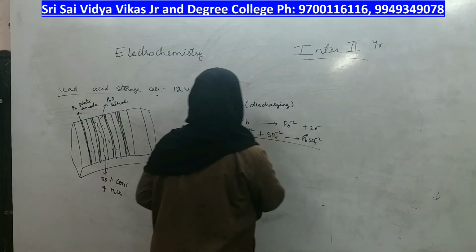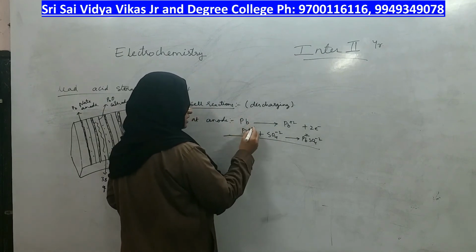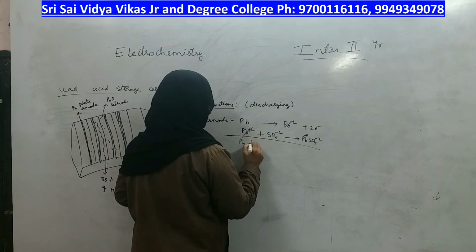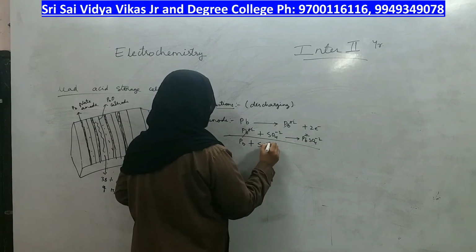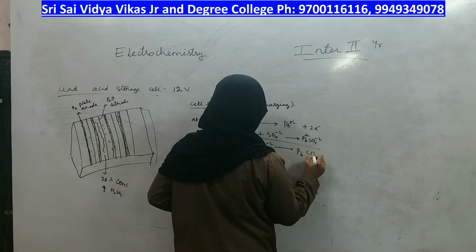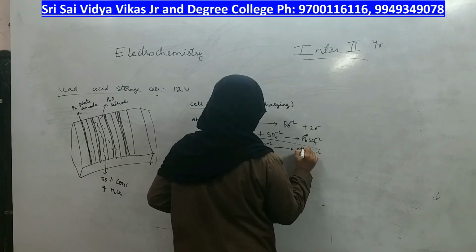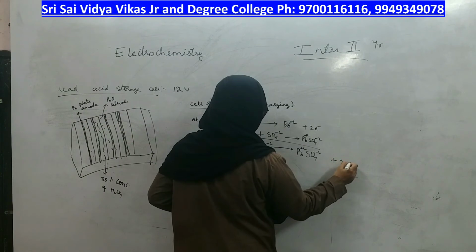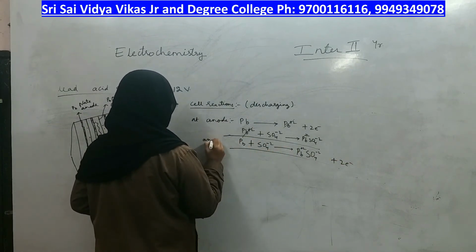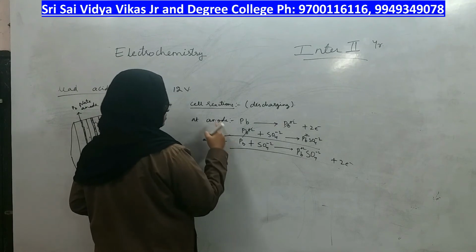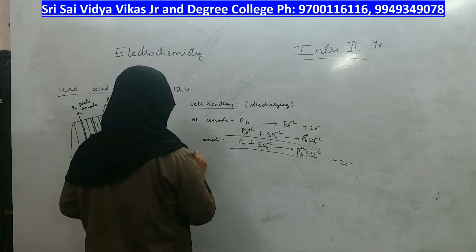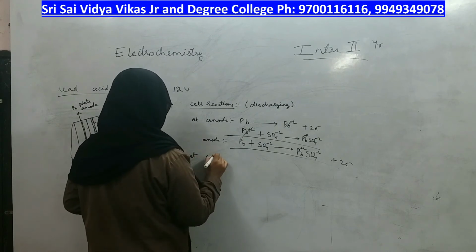So at anode, the final reaction is lead plus sulfate gives lead sulfate plus 2 electrons. This reaction is anode. Right, these are the two reactions of anode. This is the final reaction of anode. Coming to cathode reactions.